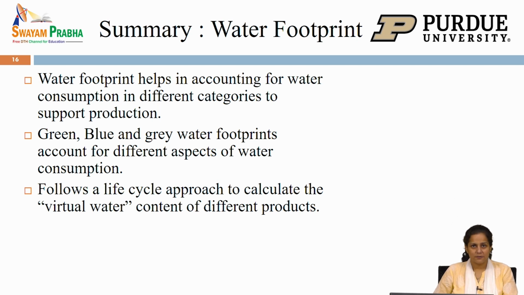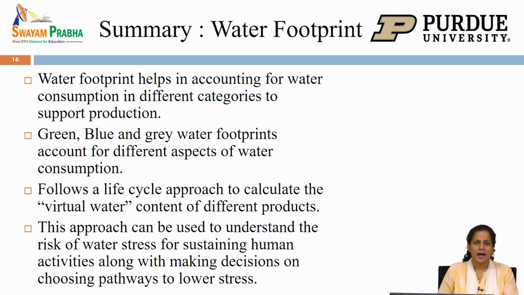It follows a life cycle approach for each product to calculate the virtual water content of different products, and it is extremely important for you to remember that virtual water does not mean the water content of the product, but the water that has been required in the life cycle of the production to support that production. And you can use this approach to understand the risk of water stress for sustaining human activities, along with making decisions on choosing pathways to lower stress.